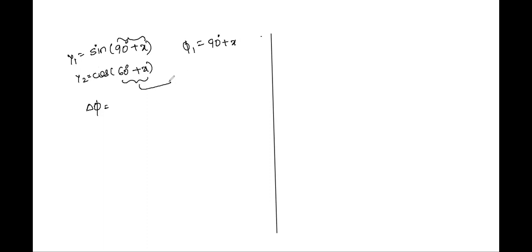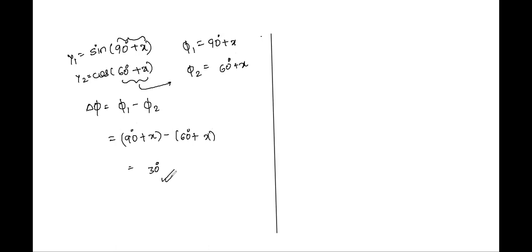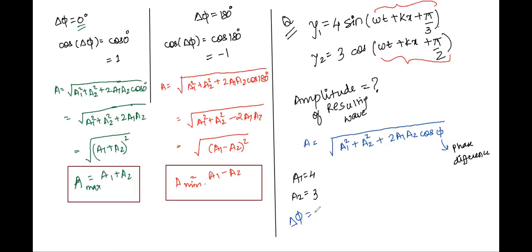Similarly, what is the phase for the second one? 60 plus x. Very good. Now I say difference of phase. Tell me now, how much should it be? 90 plus x minus 60 plus x, right? So its answer will be pi by 2 minus pi by 3. That is 90 minus 60 degrees. How much is it? 30 degrees, right? Which is pi by 6. Are we clear?